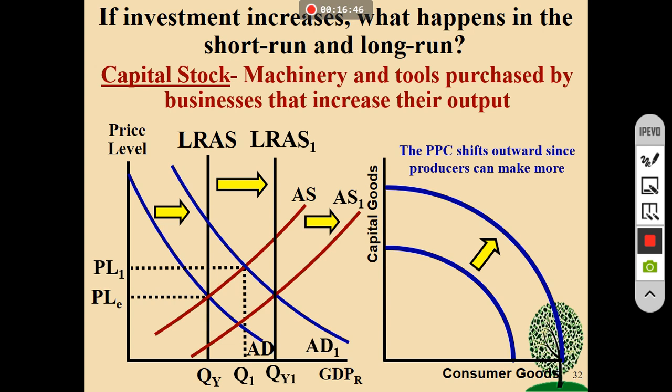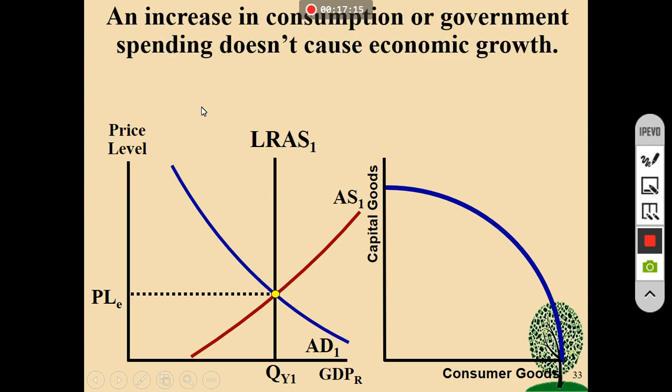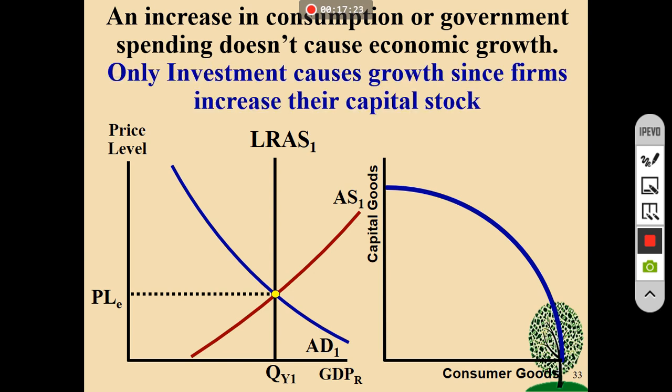This is what happens when an economy grows. You need capital stock. You need investment in business spending, right? You need new machinery to make this happen. This is the PPC, right? We now have shifted our whole PPC curve, right? So when the long run curve moves, that's economic growth. It only really happens when businesses increase capital, right? That's the one piece you got to look for. So an increase in consumption or government spending doesn't cause any economic growth, right? Only investment causes growth since firms increase their capital stock.